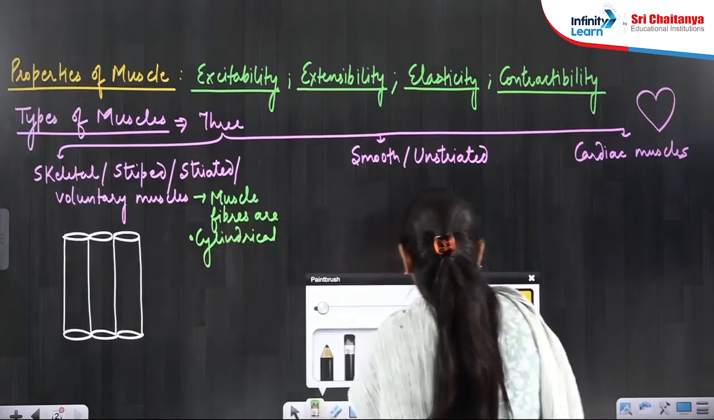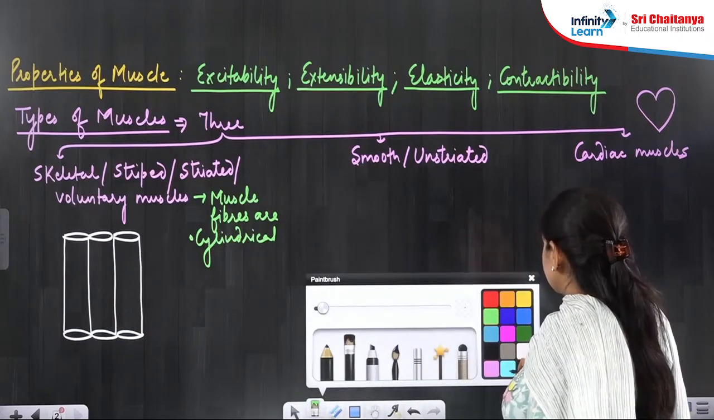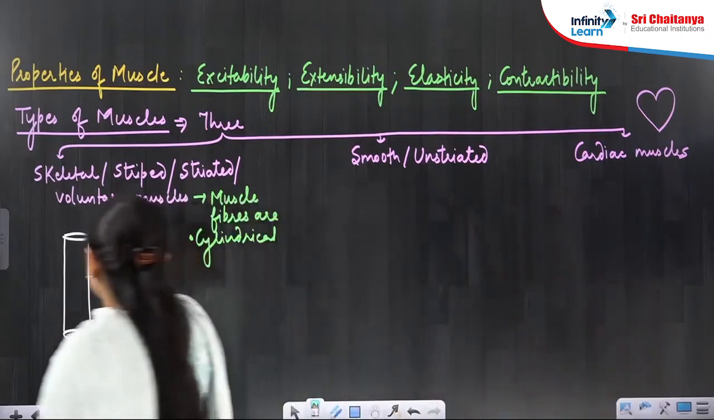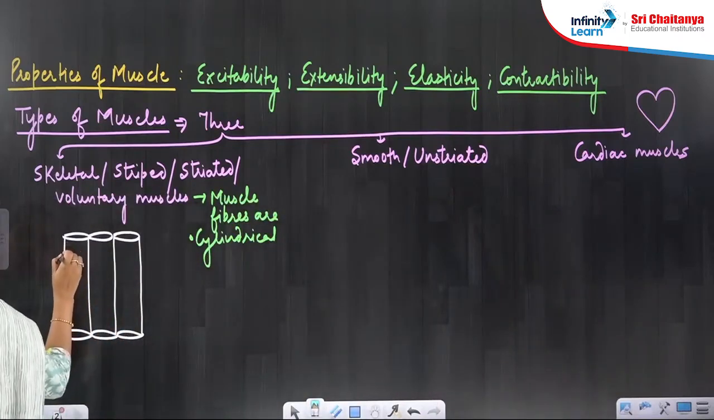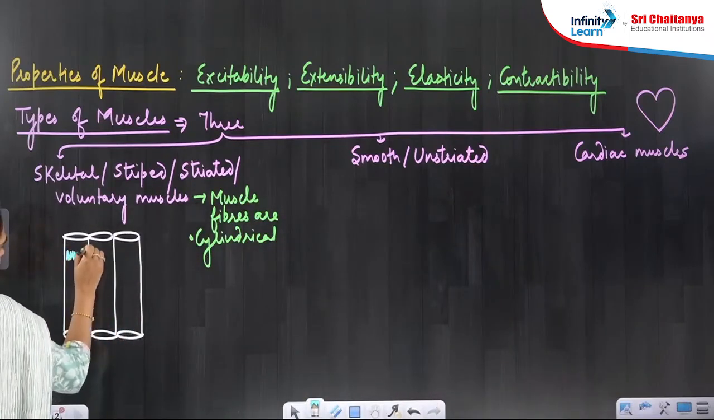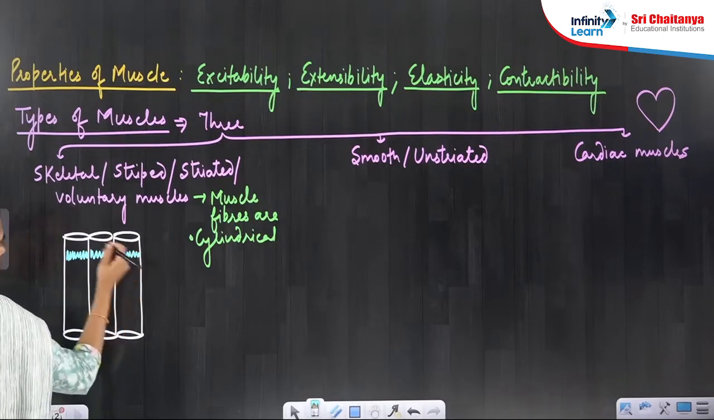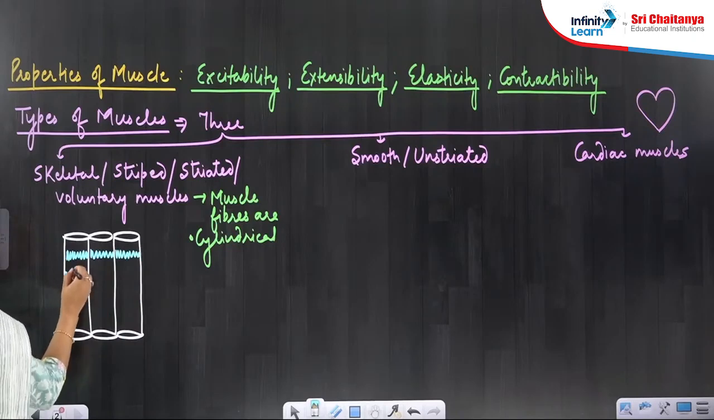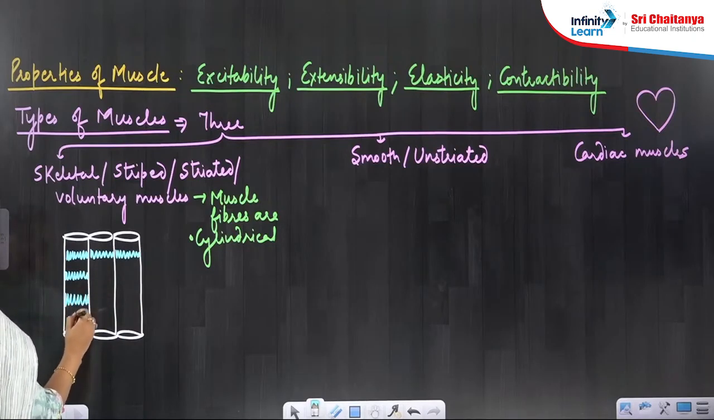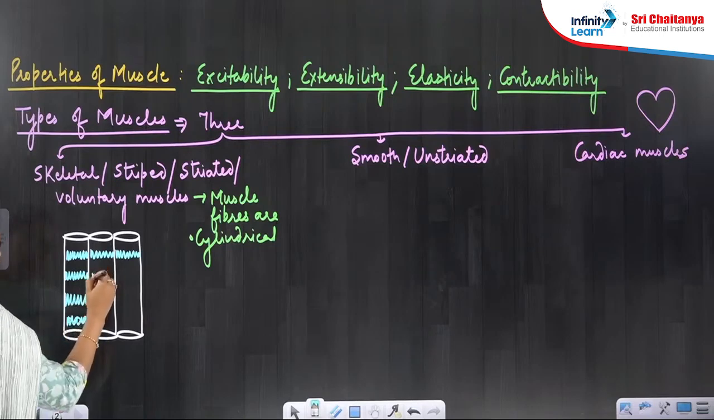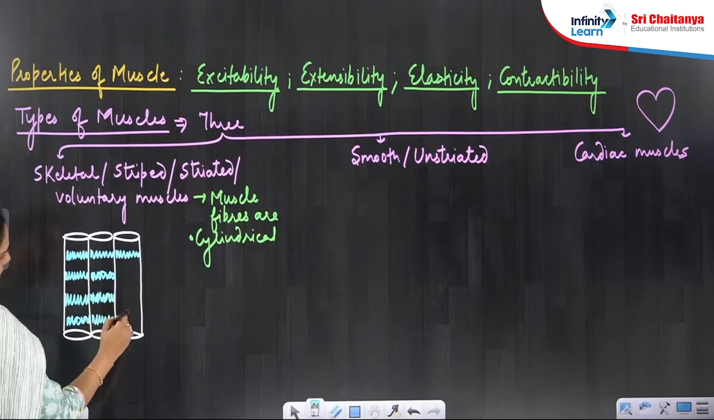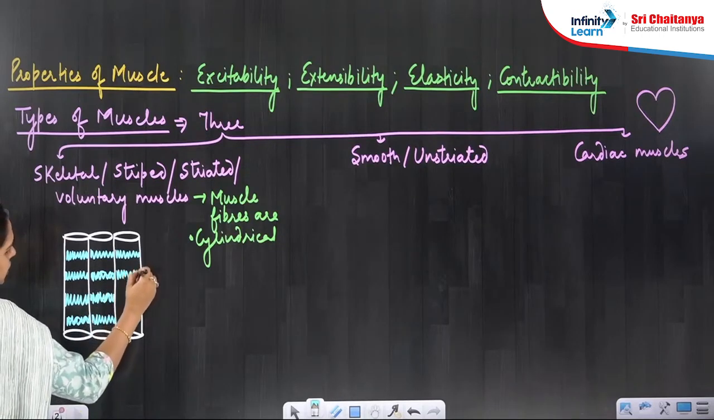Then in the muscle fibers, you will see some striations, stripes. Like you will see the light band, dark band, light band, dark band. This is light band, then dark band, then again light band, then again dark band, like this. You will see some kind of stripes or striations, so that is why prominent striations you will see.